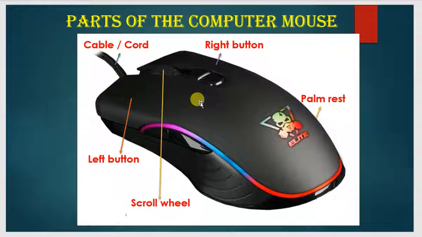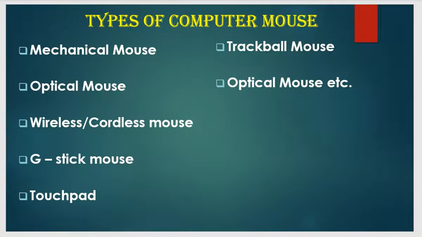Now with the computer mouse, we have several types. Okay, most of the time the ones we normally use are the ones that come with a cable. Aside from that, we have other types of mouse. So let's look at the types of mouse we have. Okay, so the first one we have is what we call the mechanical mouse.